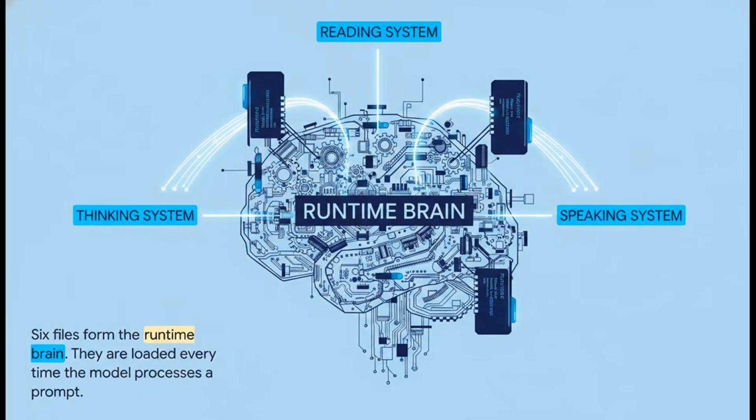For our language models, everything really hinges on the runtime brain. Literally every single time you hit send on a prompt, the inference engine springs into action and loads 6 essential files. Working together, these files act as the reading, thinking, and speaking systems for the AI. Let's take a look at exactly what these files are.